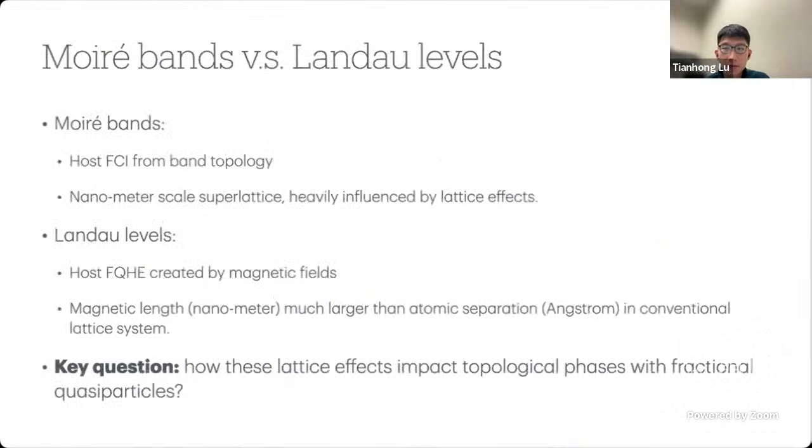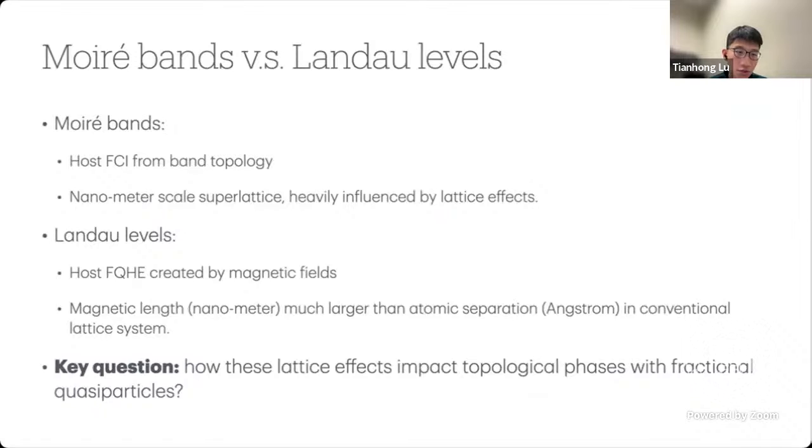So at this point, you might wonder what is the difference between moire bands and Landau levels, since we've seen fractionalization in both of them. This difference actually raised the key question that our work is going to investigate. Moire bands host FCI from band topology. It doesn't require an external field. And the scale of the moire superlattice is nanometer. It's heavily influenced by lattice effects.